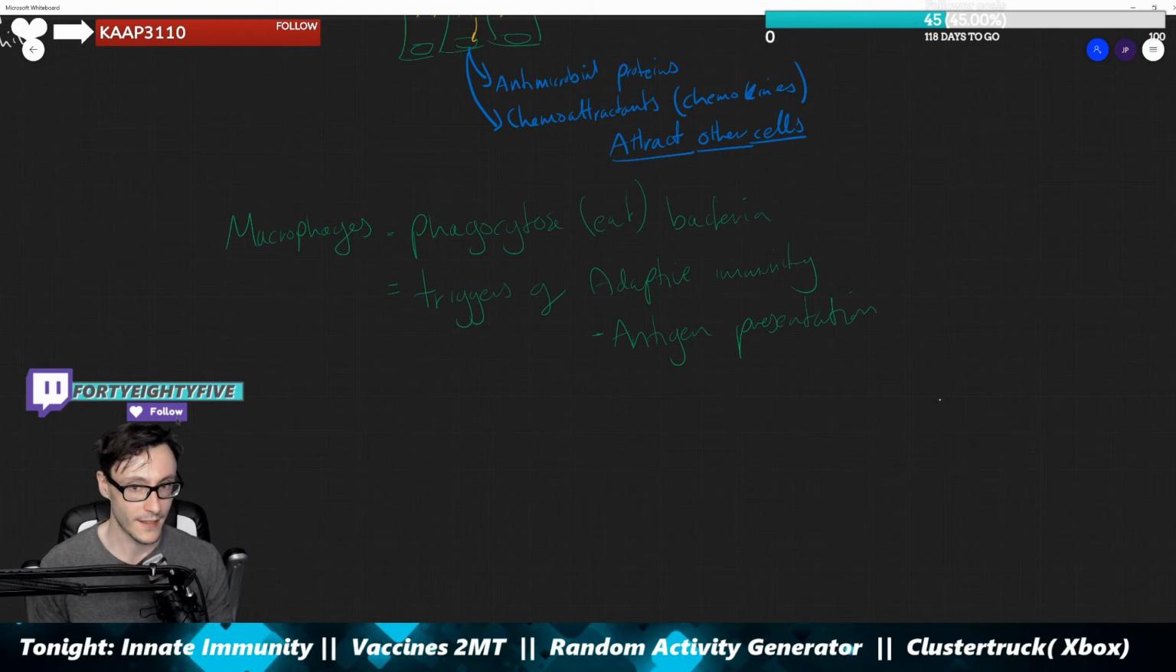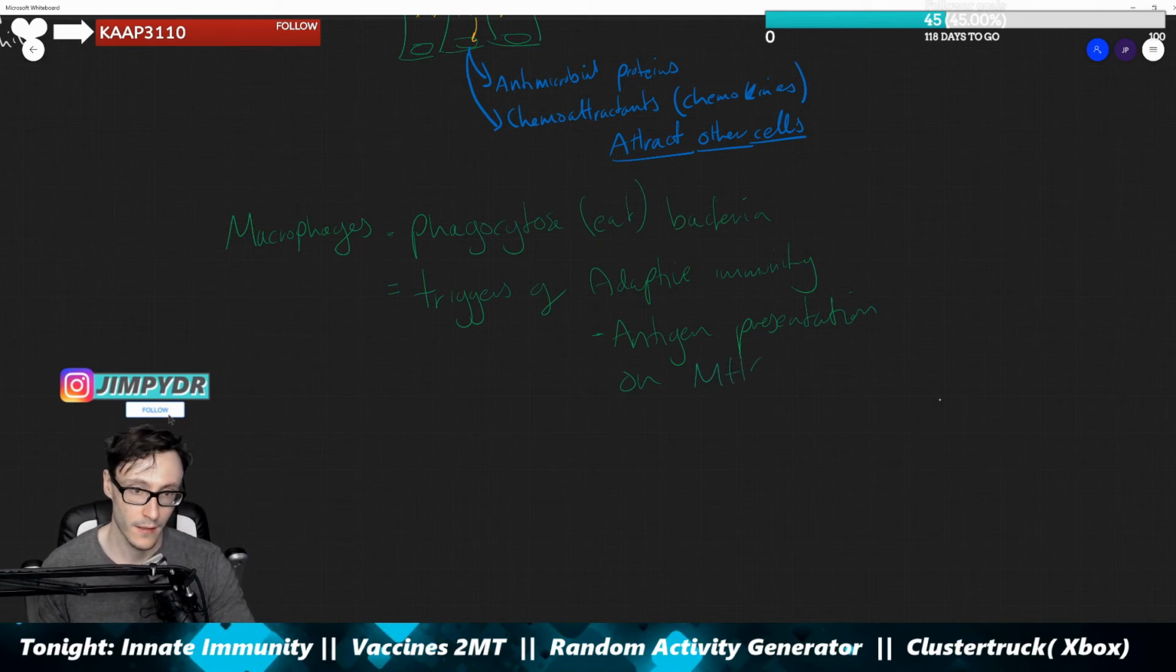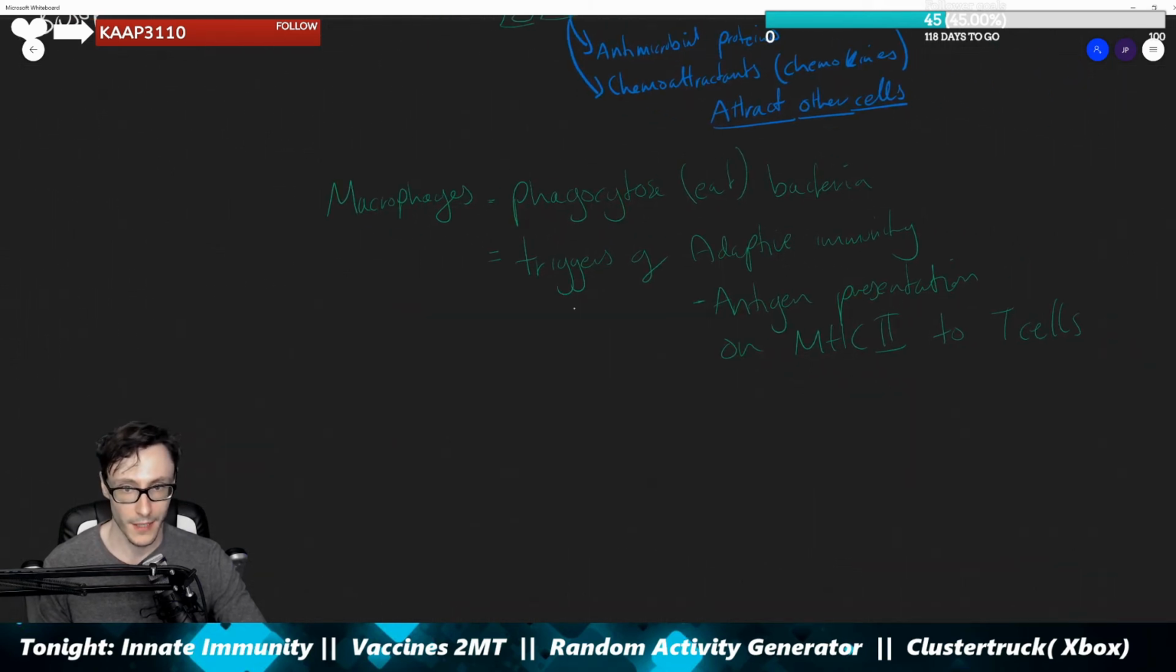What that does is it triggers a subset of cells called lymphocytes, specifically T lymphocytes, to recognize that bacteria and start mounting an adaptive immune response against it. Antigen presentation on MHC class 2 to T lymphocytes, we'll go through this next week. These macrophages are also able to produce chemokines, as the epithelial cells were, so they can draw in more cells and propagate the immune response. So they are mainly the go-between between the innate and the adaptive immune system. Very, very important cell type.